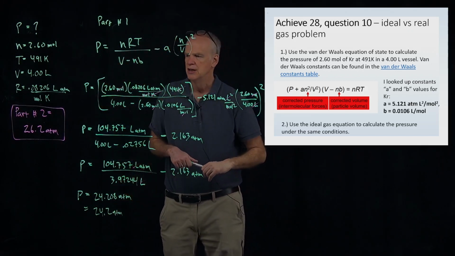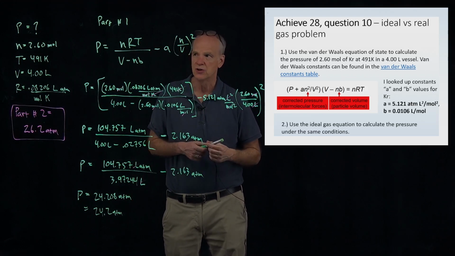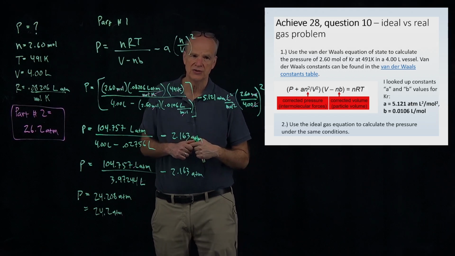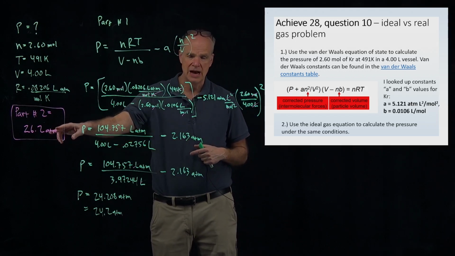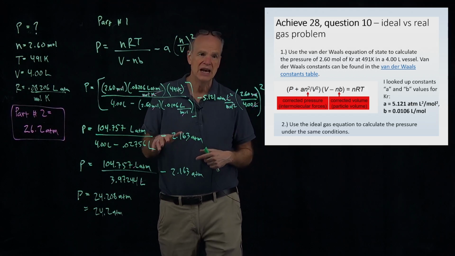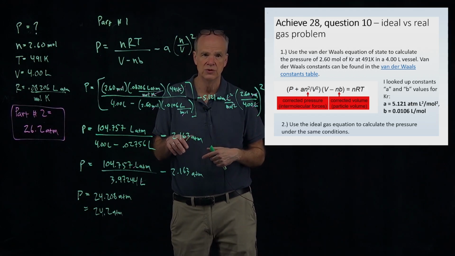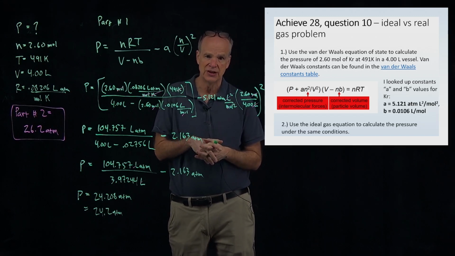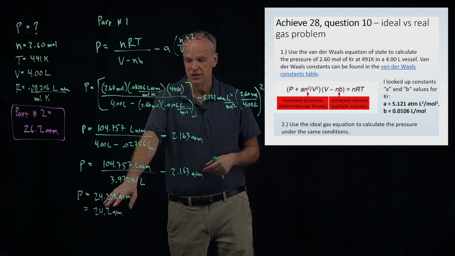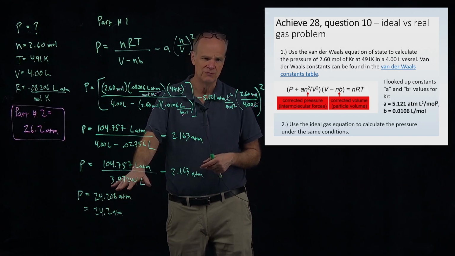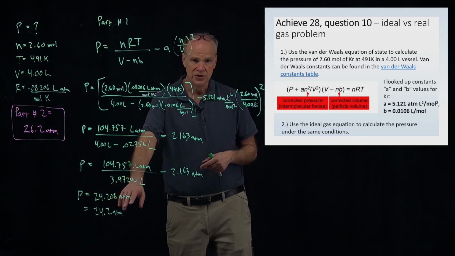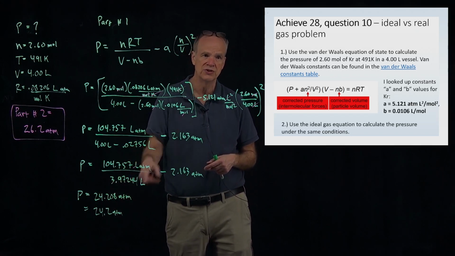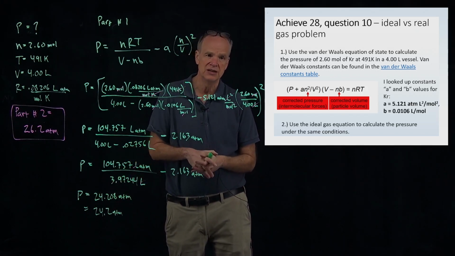atmospheres. And so the point they're trying to make in this problem is that if you use the ideal gas law to calculate pressure, you get that value in atmospheres. But if you use the van der Waals equation, which in theory accounts for non-ideal behavior that gases can have, you get something different, 24.2 atmospheres. You can see it's significantly different. And so this number here is probably going to be closer to the truth as to what the pressure of krypton is going to be under these conditions.